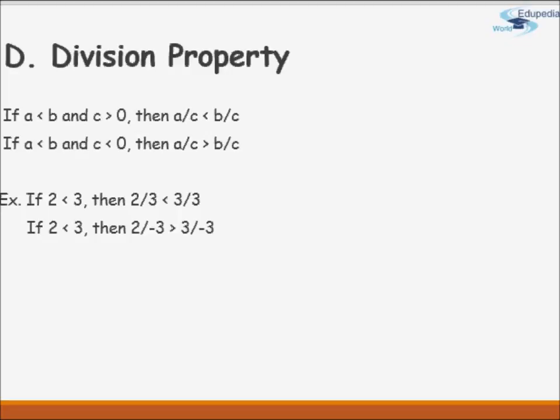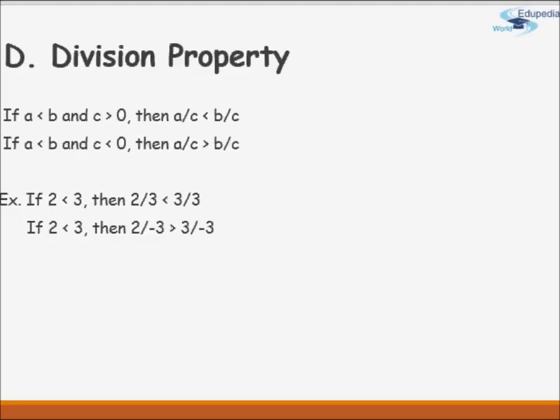Or if it were the other way around, the symbol will change in the other direction. So you see in the example in front of you that if 2 is less than 3 and we divide it by 3, since we are dividing by a number which is more than 0, which is a positive integer, the inequality sign would not change. 2 by 3 is still less than 3 by 3.